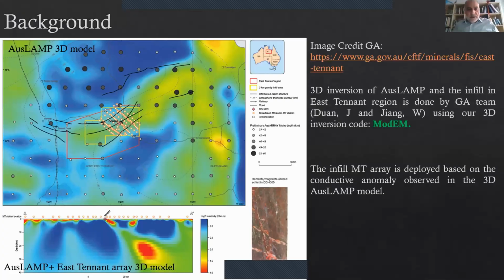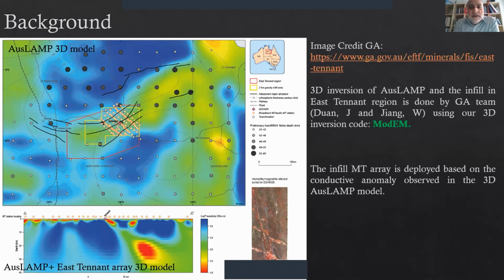That was the introduction to the MT data that I will use later in the inversion process, which I will show and discuss with you. Just a quick background on the MT sites that we will deal with.